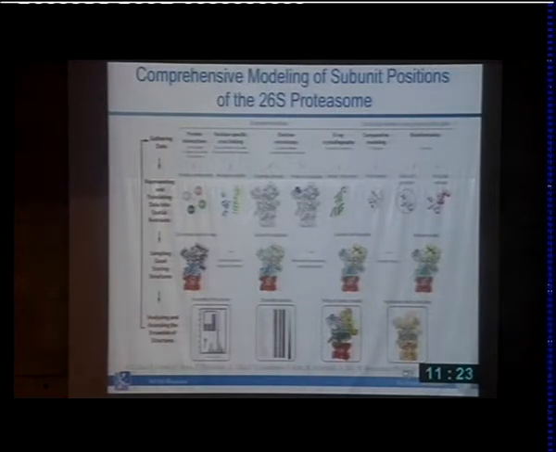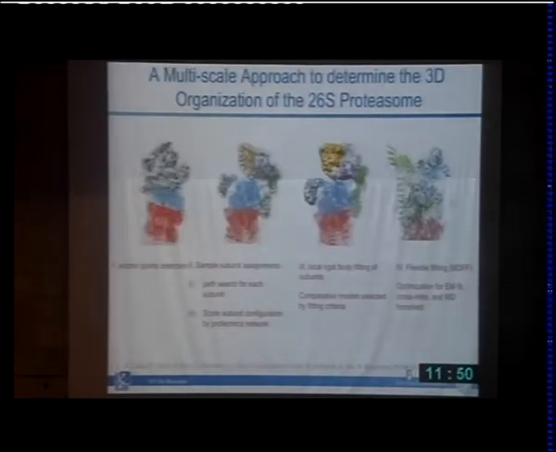Now, this is, I'm afraid, a little bit of a busy slide, but nevertheless, let me go through that row here. Again, these are the ingredients of the modeling approach. We had a couple of atomic structures in the meantime of subunits. In other cases, they enabled us to generate homology models. We had the location of the ubiquitin receptors, we had the envelope of the whole thing, and we had the distance restraints coming from the mass spec.